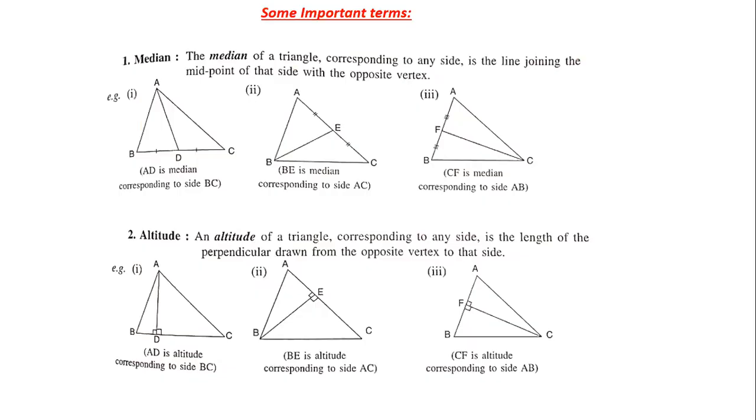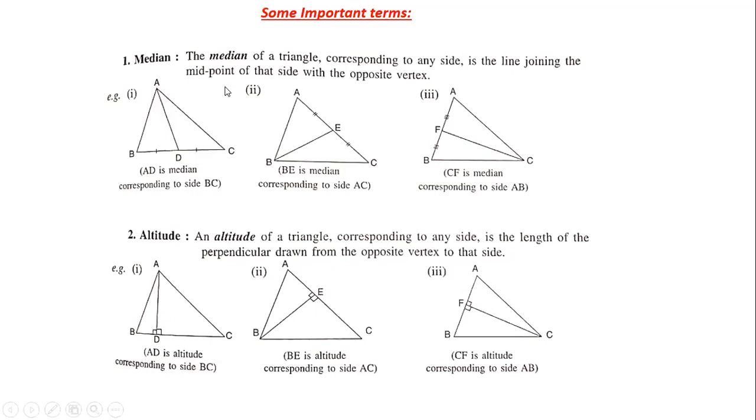There are a few important terms and you have to understand the difference between these two. The first one is median and the second one is altitude. Median, midpoint, is that point which divides a given line segment into two equal parts. Don't confuse this word median with altitude. Altitude is the perpendicular length. So, what is median?